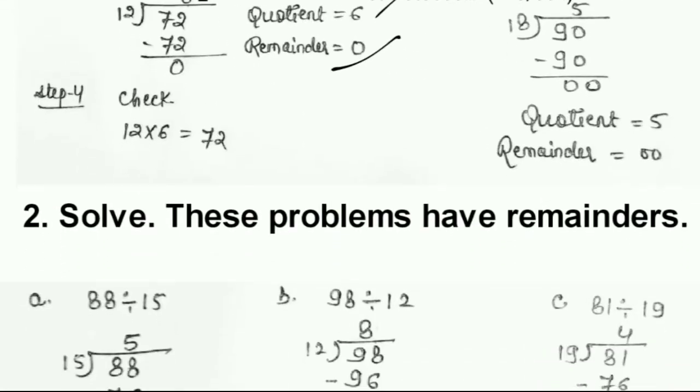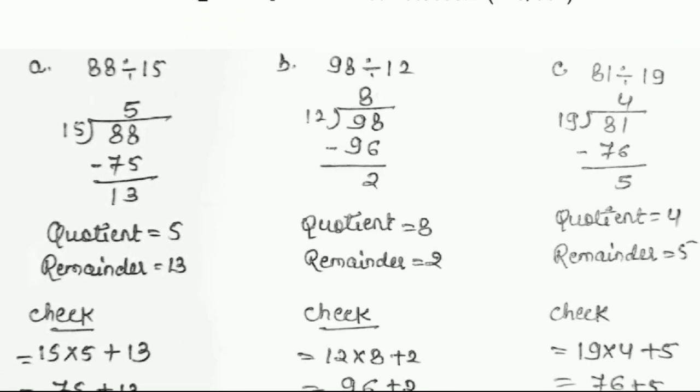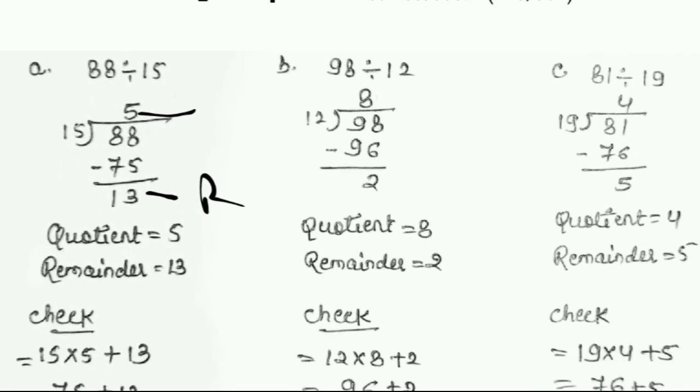Question number 2. Solve. These problems have remainders. In this question, we get some remainder. 88 divided by 15 is, 15 fives are 75. So this one is the quotient and this one is the remainder. So we can check like this: quotient multiplied by divisor plus remainder.